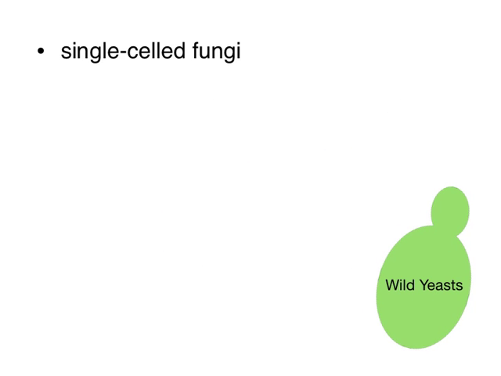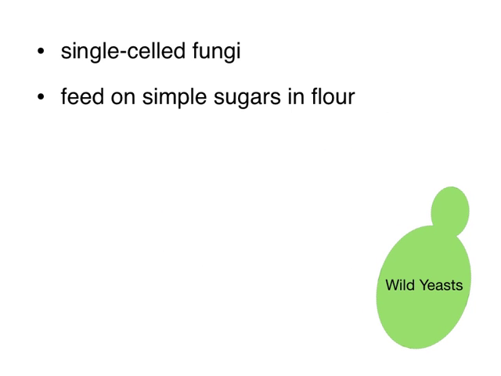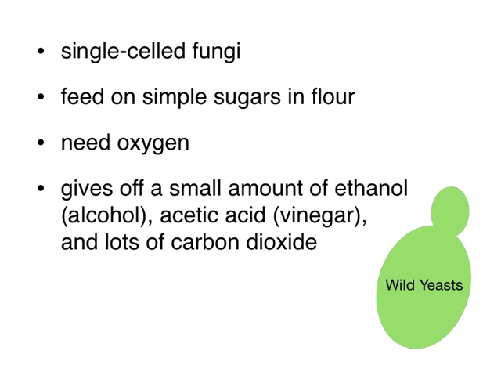The wild yeasts are single-celled fungi that feed on simple sugars in flour. They need oxygen, and in fact, if oxygen is not given to these yeasts, other organisms which don't need oxygen are encouraged to proliferate instead, such as the yeasts that make beer and wine. And as the yeasts eat the sugars, they give off a small amount of ethanol, which is alcohol, acetic acid, vinegar, and lots of carbon dioxide.